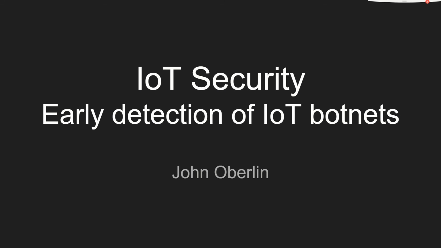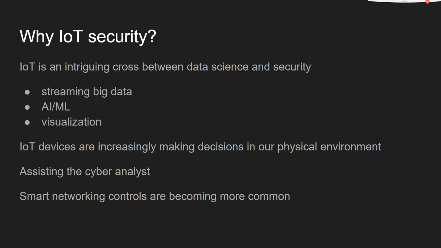I'm doing the cybersecurity track, and my capstone project is looking at IoT security, specifically early detection of IoT botnets. So why IoT security? I just, one, think it's quite intriguing. IoT is this cross between data science, the physical environment, and security plays a big role. We're trying to solve streaming big data problems, with many applications for AI and machine learning. Security is important because IoT is increasingly making decisions in our physical environment.